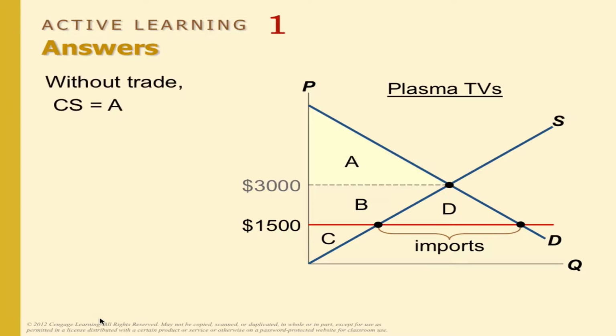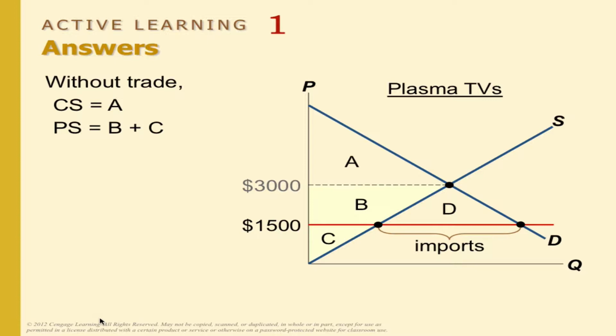Okay, so without trade, consumer surplus is A. Without trade, this is our equilibrium quantity here and equilibrium price at 300. So consumer surplus is A. Without trade, our producer surplus is B and C, below that equilibrium price. I'll review for a couple of chapters now, right?